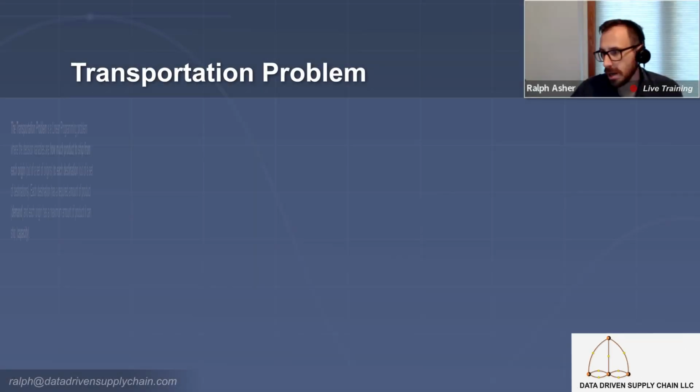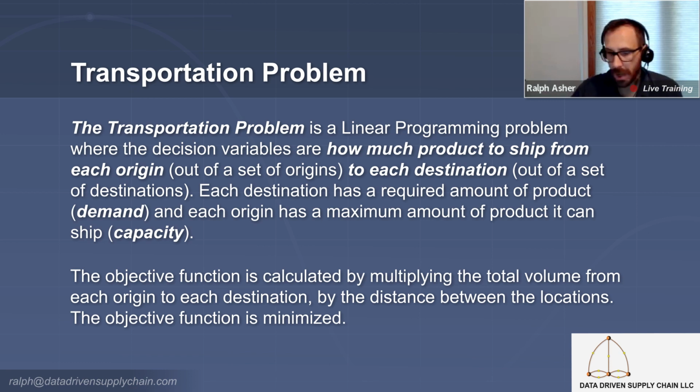Okay, so the transportation problem is kind of the introductory optimization problem for supply chain modeling. Basically, it's a linear programming problem, so all the decision variables are going to be continuous, where your decision variables are how much product to ship from each origin out of a set of origins, to each destination out of a set of destinations.